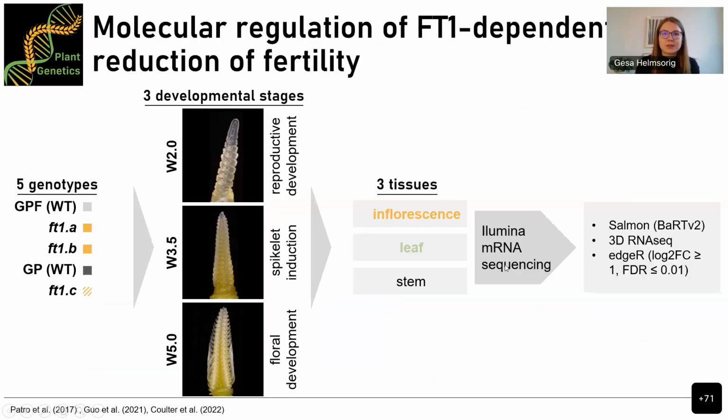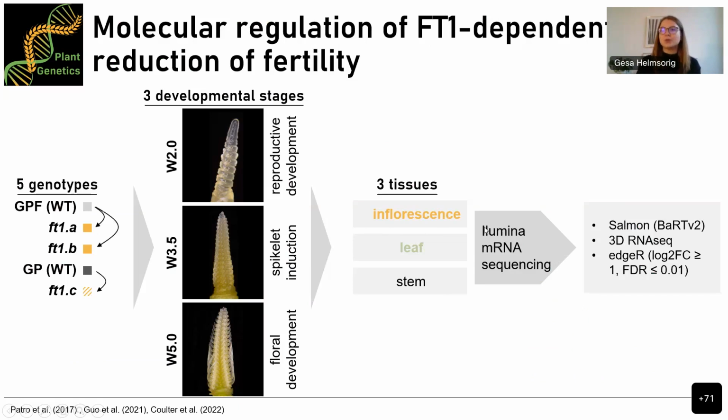So we wanted to understand the genetic background of this, and for this we also did an RNA-seq experiment in the same genotypes, which you see here on the left. We did this in 3 developmental stages, so during reproductive development, during spikelet induction, and also during floral development. And we did this in 3 different tissues, in the developing inflorescence, in leaf, and also in stem. I'm only going to focus on inflorescence mainly and a little bit on leaf.